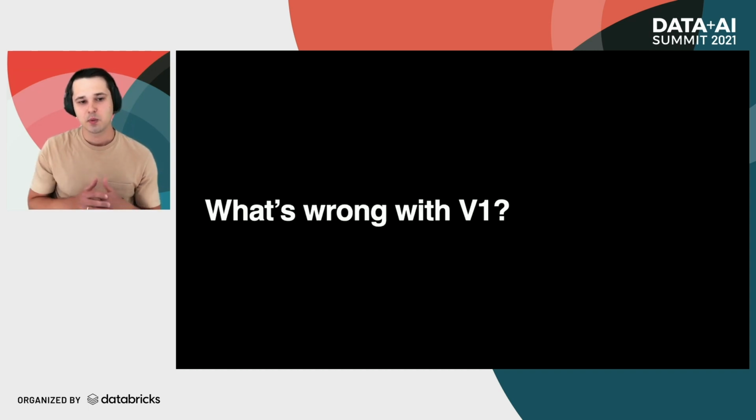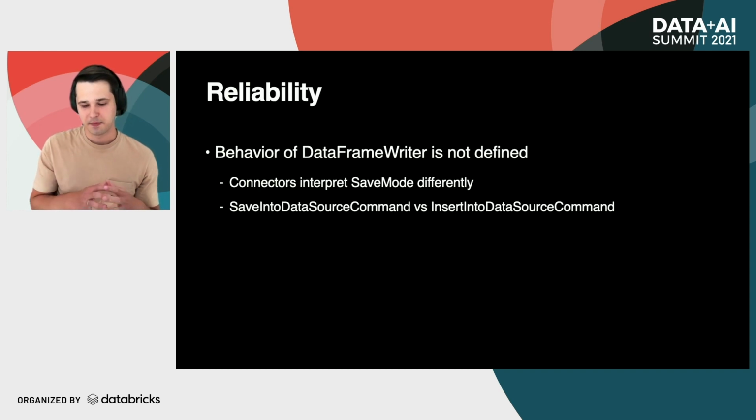All right, so what's actually wrong with the V1 API? Why do you need another data source API? First of all, there are reliability problems, and specifically the behavior of the DataFrame writer is not properly defined. Spark delegates a lot of decisions that should be made by Spark to connectors. And unfortunately, different connectors tend to behave differently under the same circumstances.